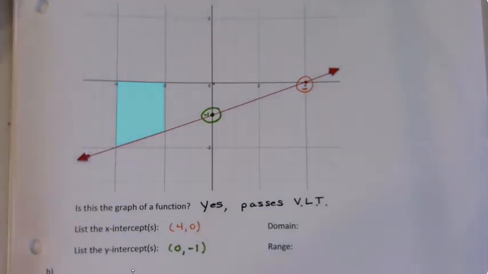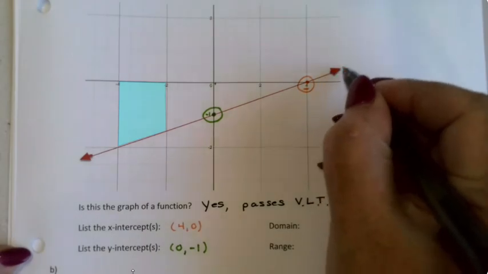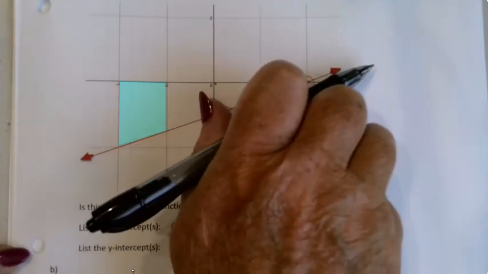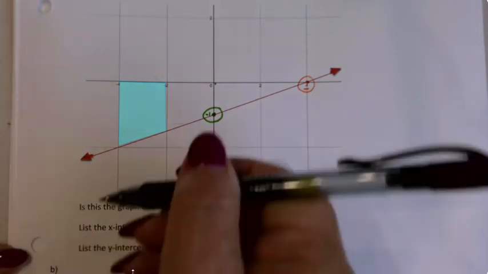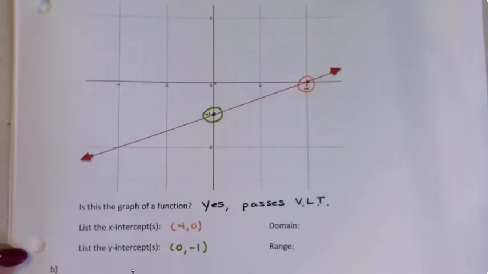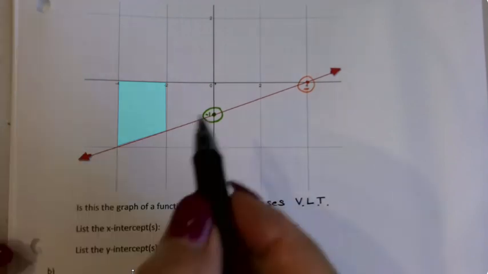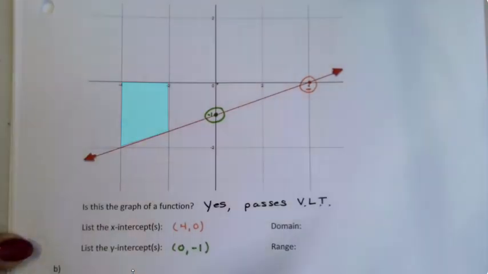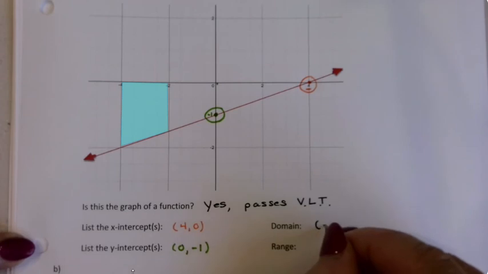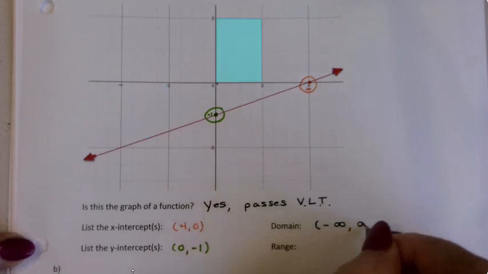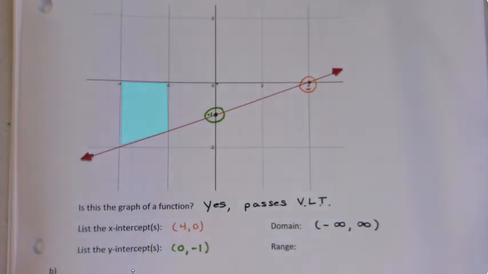All right, domain and range. I really need to pay attention here to the arrows. Notice that this graph goes forever up and to the right, and it also goes forever down and to the left. So I'm going to say because this graph goes forever both left and right, the domain goes all the way from -infinity to +infinity.